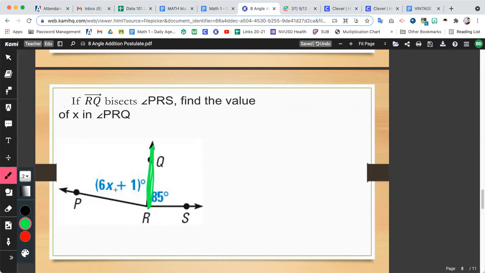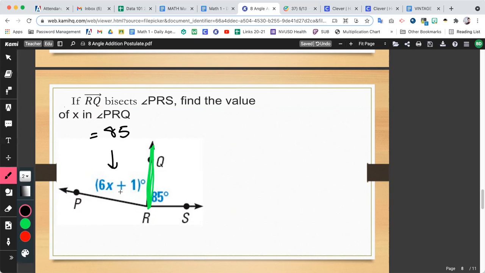It's half. So what do we know about 6x plus 1 and 85? They have to be the same. So basically what we're saying is that this side right here has to be equal to 85. That's what bisects means. If we know one side, the other side has to be the same.